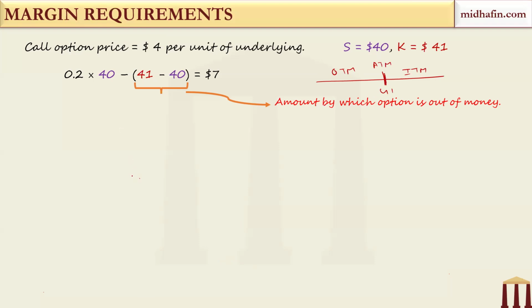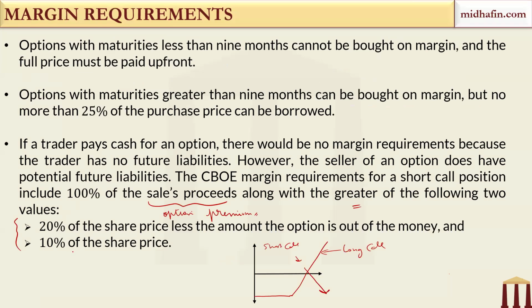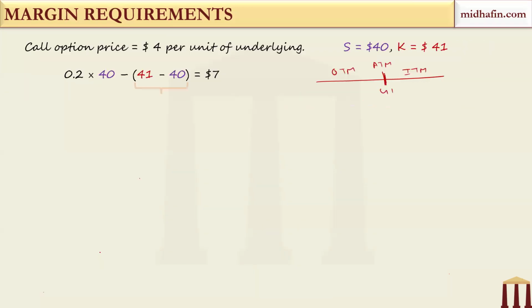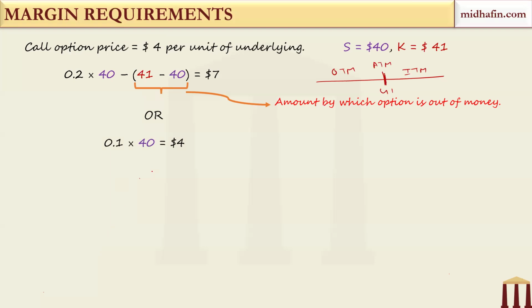Now let's calculate the second part, 10% of the share price, right? That was the second part. So 10% of simply the share price, which is how much? 10% of the share price is 4. So what is the greater of 7 and 4? It's of course obvious. Come on, please. Which one? Obviously 7.